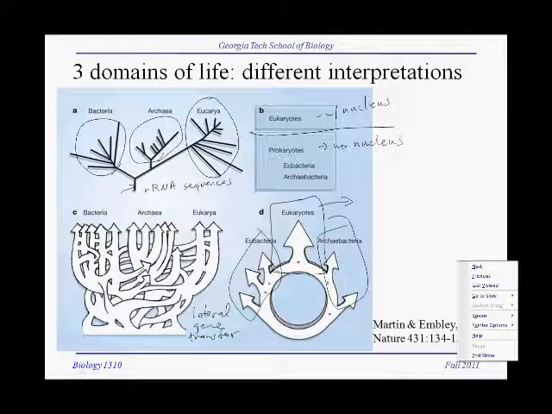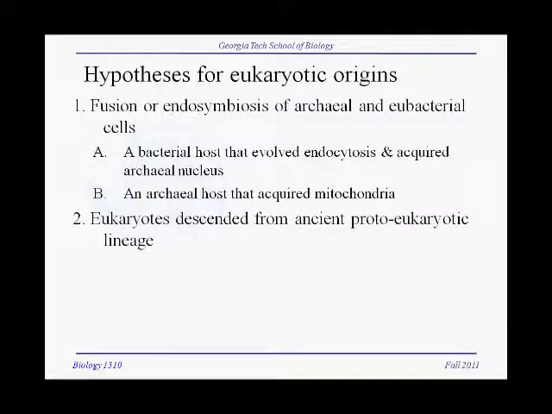So here are the major hypotheses for how eukaryotes originated. The prevailing hypothesis is for a fusion event or some kind of endosymbiotic partnership between an archaeon and an ancestral bacterial cell. This could be either a bacterial host cell that acquired an archaeon as perhaps an endosymbiont, and the archaeon became the nucleus.